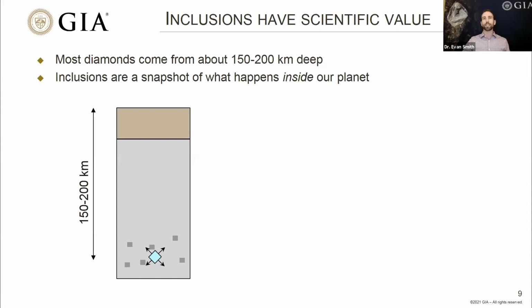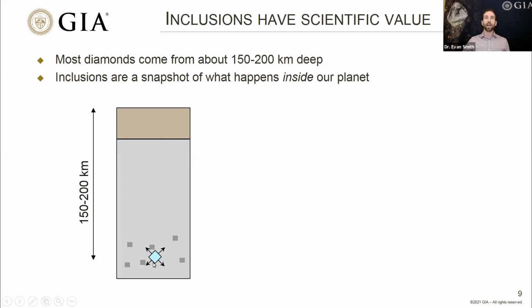And the inclusions in these diamonds are actually a snapshot, a very well-preserved snapshot of what happens inside our planet. This is a depth that we can't dig down to. We can't access it in any other way. And there really aren't other minerals or rocks that come from this depth well preserved. So diamonds are a really valuable way to see what's happening down in the earth.